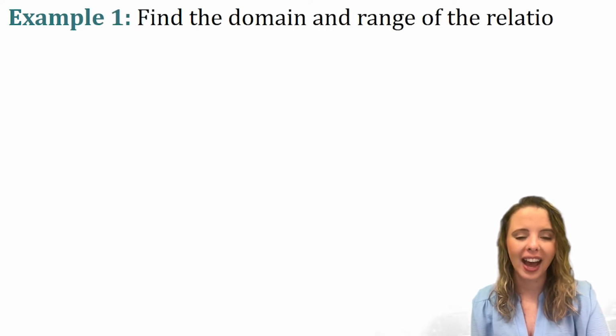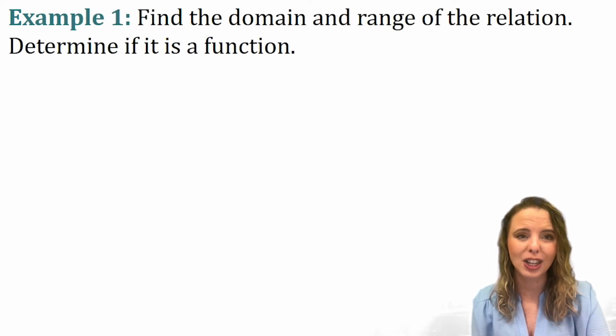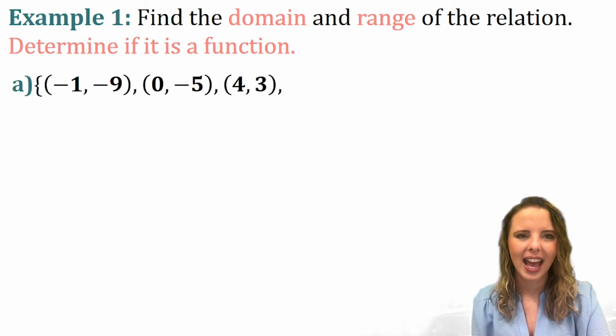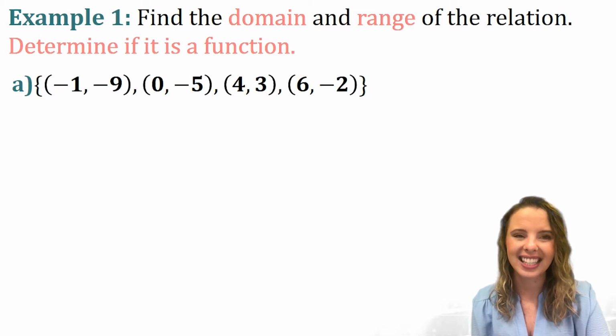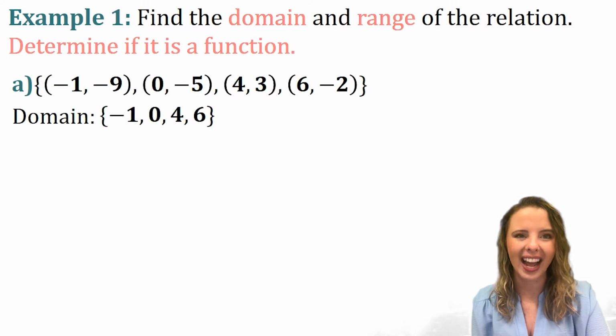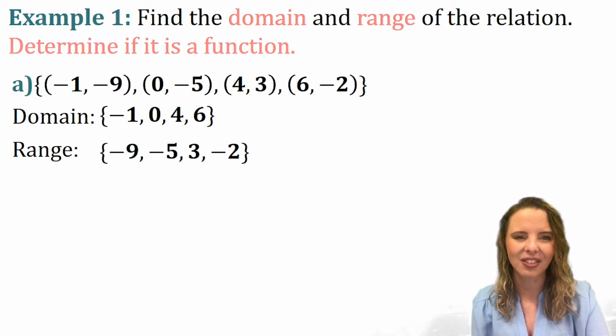Example 1, we're going to find the domain and range of the relation, and then we're going to determine if it's a function. I'm giving you a relation: negative 1, negative 9, 0, negative 5, 4, 3, and 6, negative 2. Our first job is to find the domain. Our domain is our set of x values. In this case, that is negative 1, 0, 4, and 6. Our next job is to determine the range, and that is our y values. In this example, that's negative 9, negative 5, 3, and negative 2.